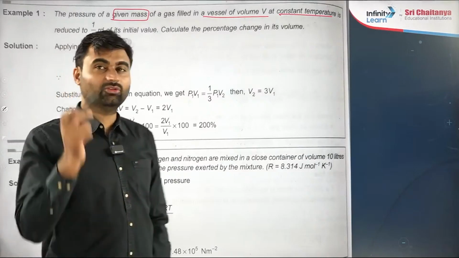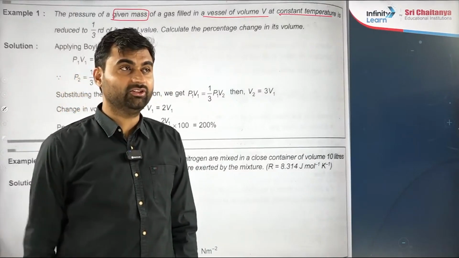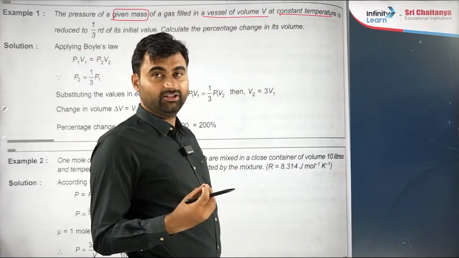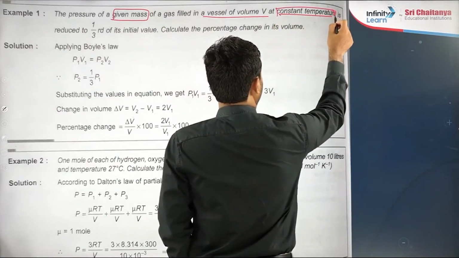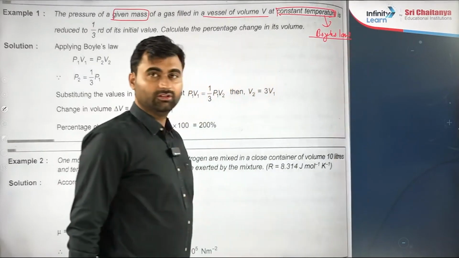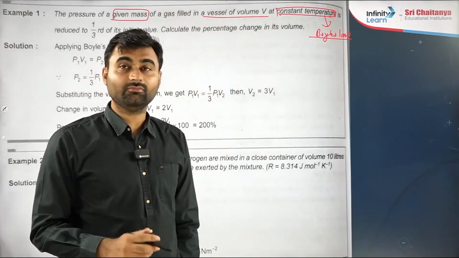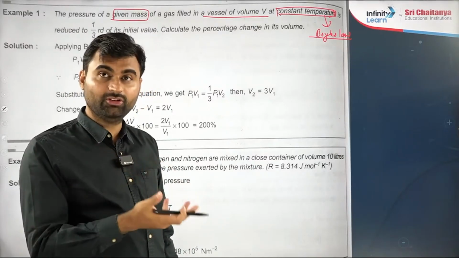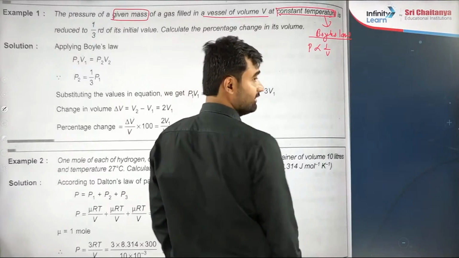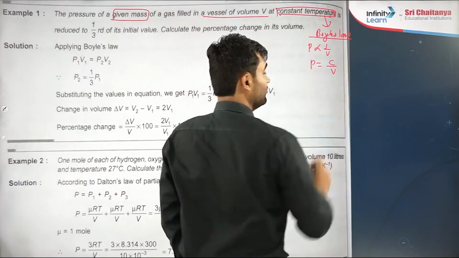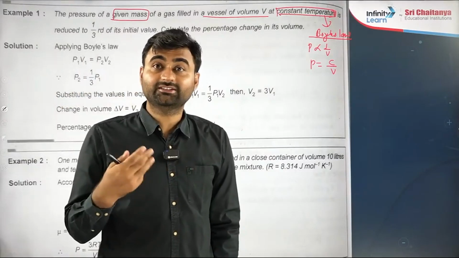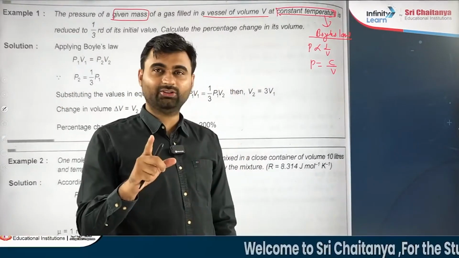If temperature is constant, then what will come in your mind? Which law will strike in your mind? Boyle's law, agree or not? If it is related to Boyle's law, then we have to use Boyle's law condition. And what is that? Pressure and volume are inversely proportional, right? Otherwise P equal to C by V. This is going in our mind after reading this point, right?